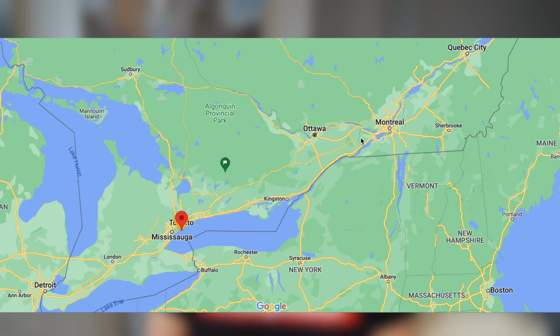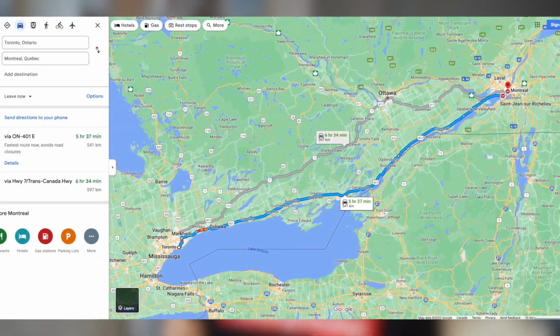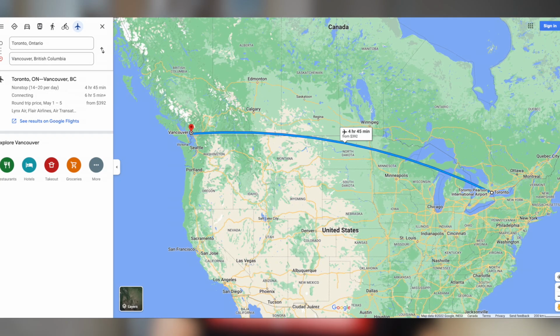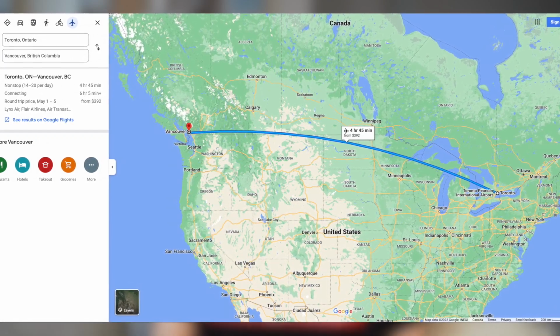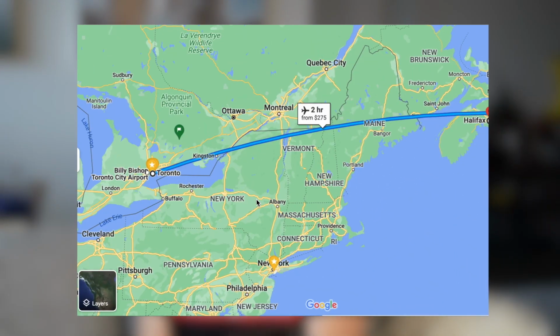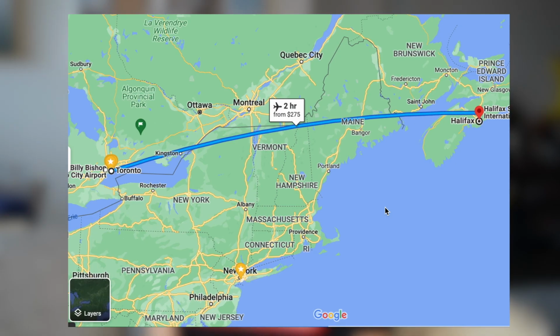Let's say you're located in Toronto, the most populous city in Canada, and you want to travel to Montreal. It'll take you 6 hours to drive or to go by train. And if you want to go all the way to the west coast, Vancouver, it will take you 6 hours to fly. And going all the way to the east, to Halifax, let's say, will take you 2 hours of flight or 17 hours to drive. Now, because distances are so large, the ticket prices are very high.